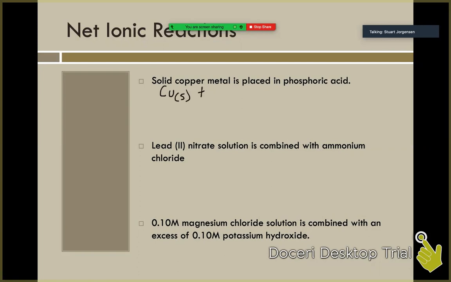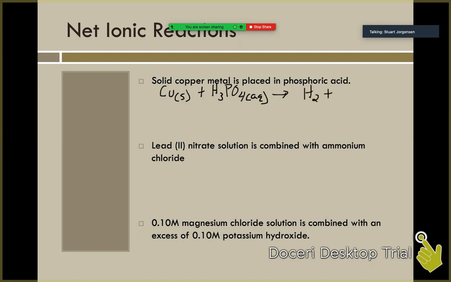Phosphoric acid. There's no hydro here, which means this is a polyatomic acid or an oxoacid. Phosphate is PO4 3-. So to balance that out, we're going to need 3 of those hydrogens. This is a triprotic acid. It is going to be an aqueous solution for our reaction to take place. Cool. So this is a metal plus an acid. We know that that's going to make some hydrogen gas.